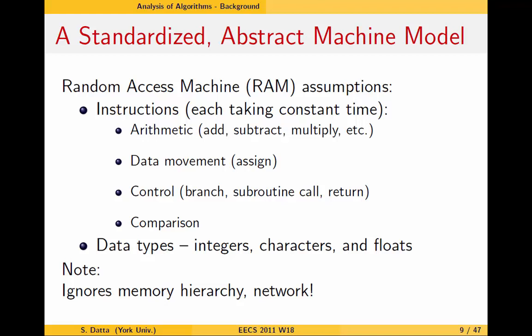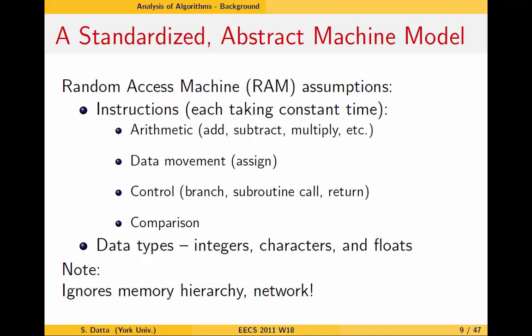Instructions could be arithmetic operations, data movement, branching, method calls, comparisons, whatever. All of them take constant time. In reality, on a real machine, they do take constant time, as in, it's never the case that you can take arbitrary amounts of time for adding two numbers. But adding, multiplying and subtracting might take different amounts of time. In particular, multiplication takes more time than addition, and how much more depends on the processor architecture.